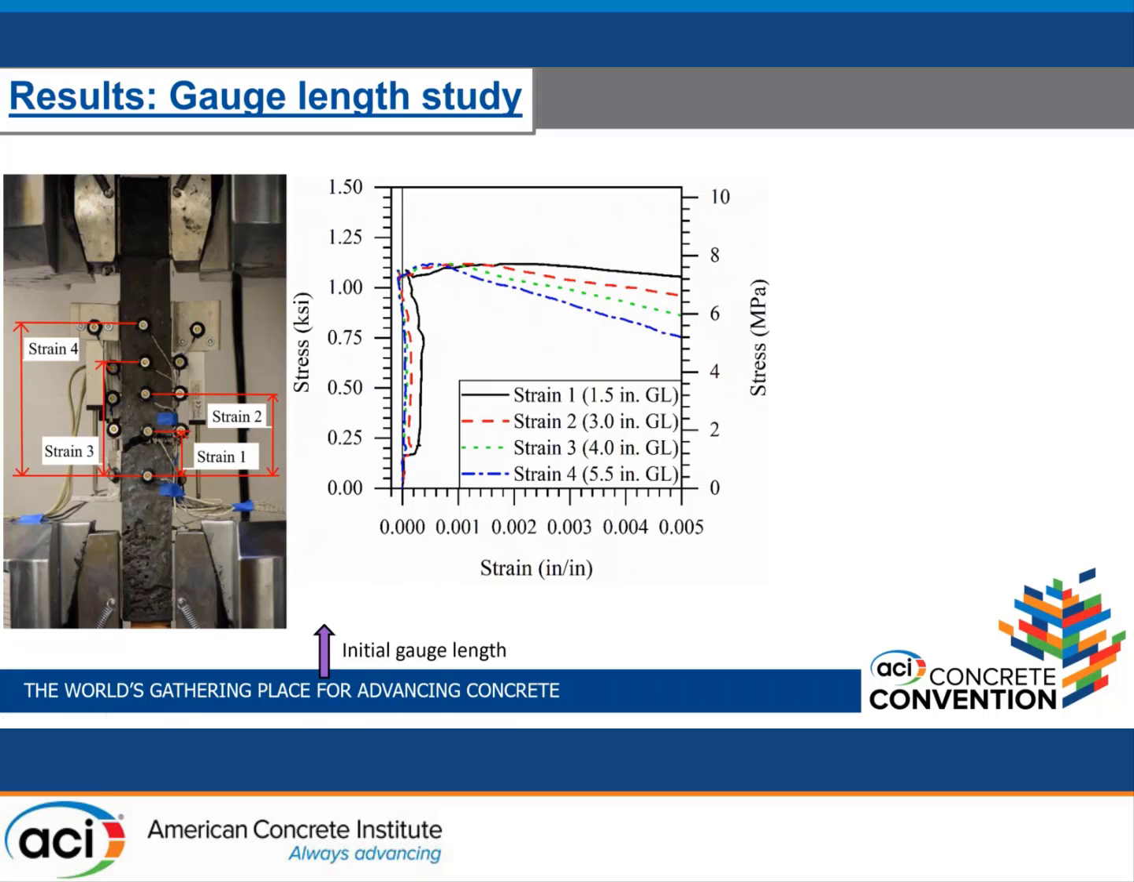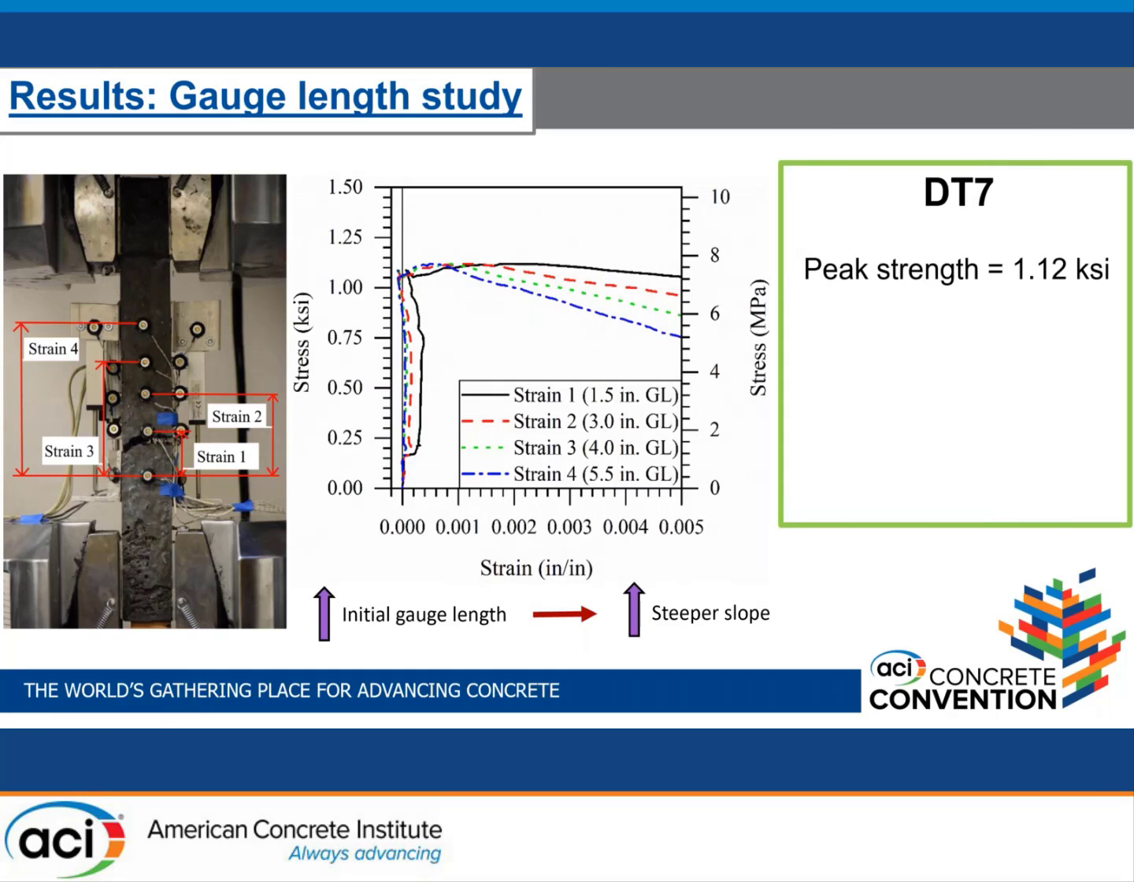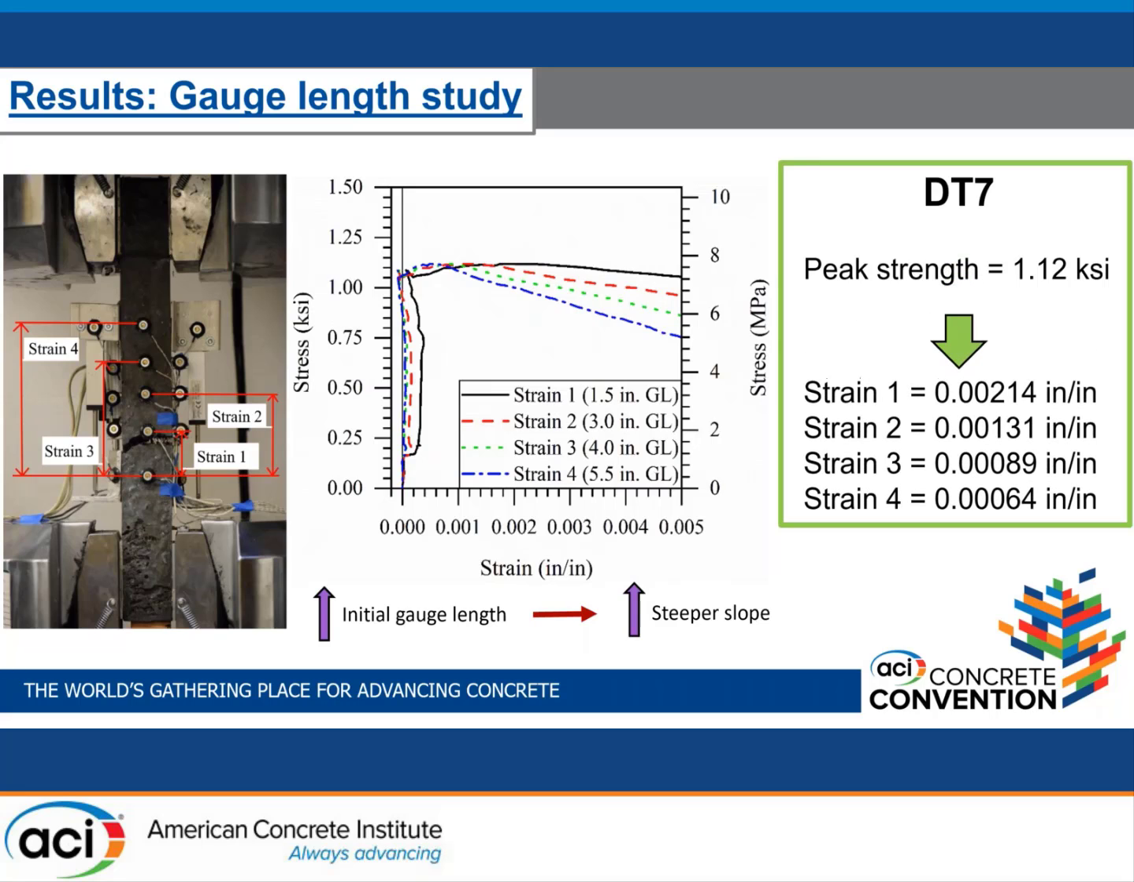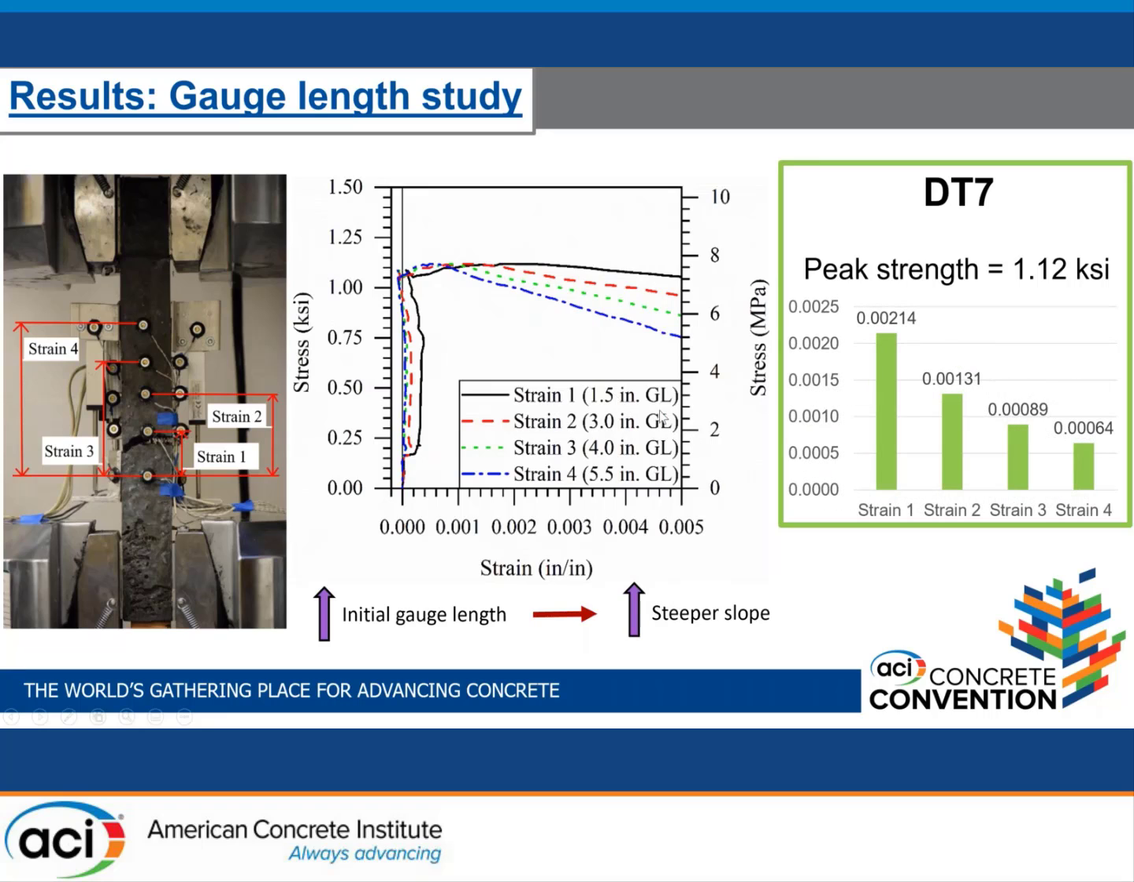What was observed is that the greater the initial gauge length is, the steeper the slope is in the strain softening region, as we can see here from strain 1 going down to strain 4. We also observed that for the same peak strength, for example for our specimen DT7, which was 1.12 KSI, the strains would be different based on the initial gauge length. It's easier to see that in this graph right here. As we can see, for the same peak strength and the same specimen, strain 4, for example, was less than half of what was observed in strain 1.